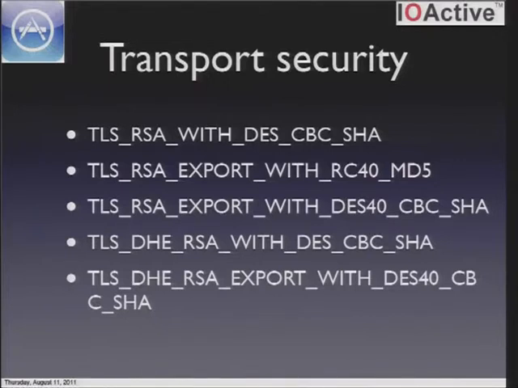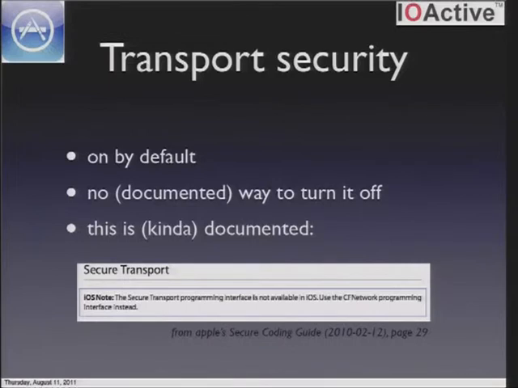But it's there, it's on by default, and you can't turn it off. And when I say you can't turn it off, I mean you can't turn it off with documented APIs. There are undocumented APIs you can use to turn off these weak ciphers, but if you use them, your app will not pass the App Store, it'll get rejected. And what's really funny about this is that it's documented that it's not documented.